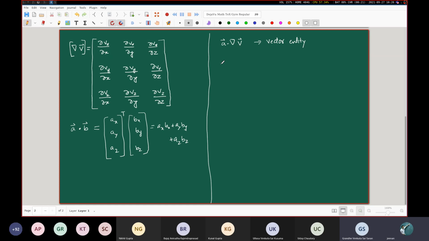So from the voice I am guessing this is G Venkata Sai Saran, right? Yes, sir. All right. You are saying you will do the transpose of this and then multiply it with the vector representation of gradient of this one, right? Yes, sir. Okay. Anyone else has any other opinion?